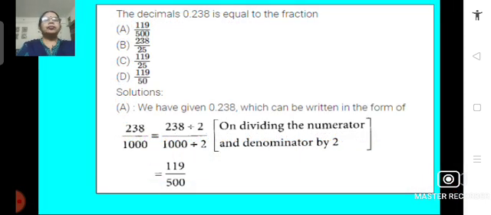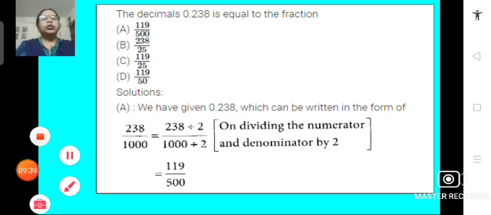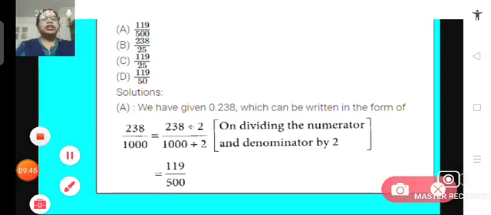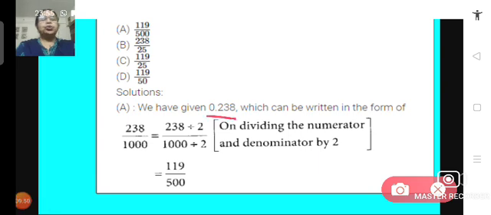Next problem. The decimal 0.238 is equal to the fraction. We have 4 options. What we have to do? We have to convert the given decimal as fraction. So how can we convert that into fraction? We can write 0.238 as 238 upon 1000. When we divide both the numerator and the denominator by 2, what do we get? We get 119 upon 500.